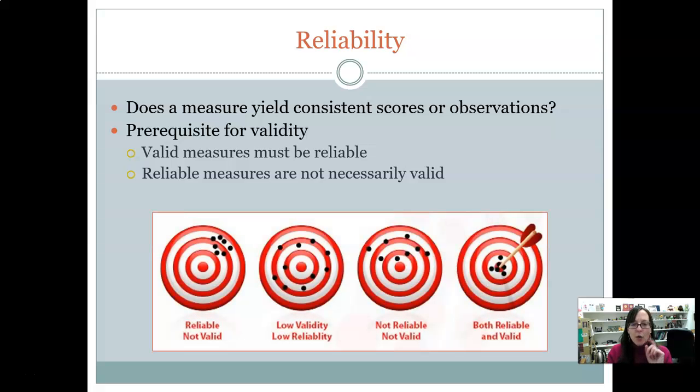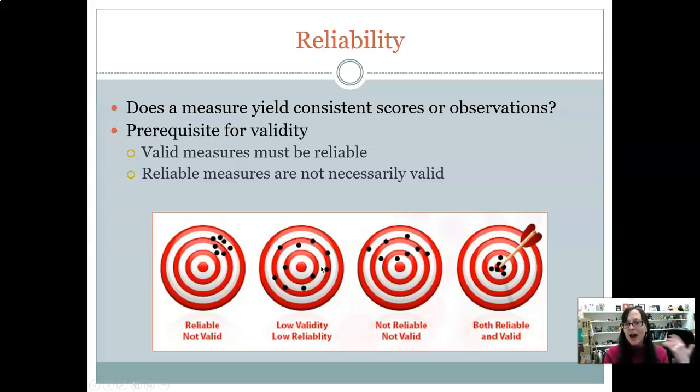So here's sort of a visual representation of this. Here's an example on the far left of where it's reliable, but it's not valid, because assuming we're aiming for the bullseye, it's clustered here, meaning that you're hitting all in about the same spot, but it's not around where we're aiming for. So that's going to be consistent, but it's not valid. So it's reliable, but not valid.